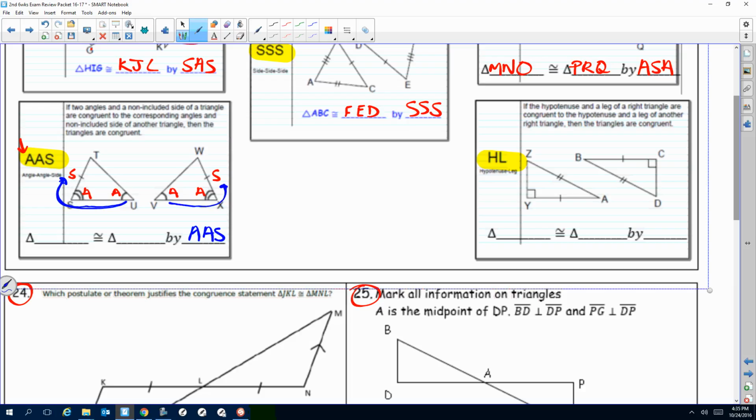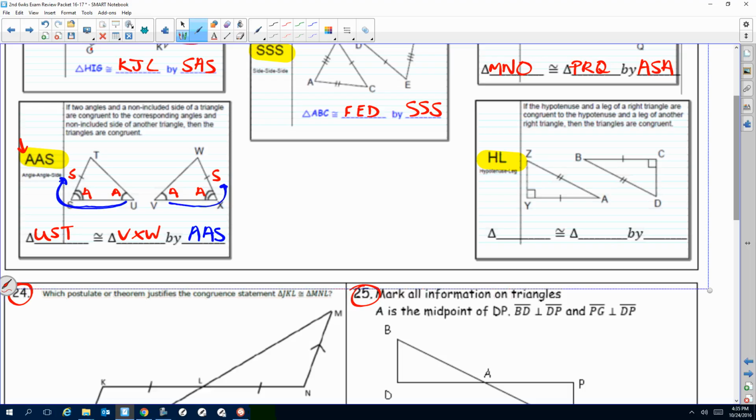Now I'm just going to complete my congruency statement. If I say triangle U, and I believe that's an S and a T, then it has to be congruent with the same corresponding part, same marking. So U goes with V, then X, W. Now this can vary, but the order does matter.